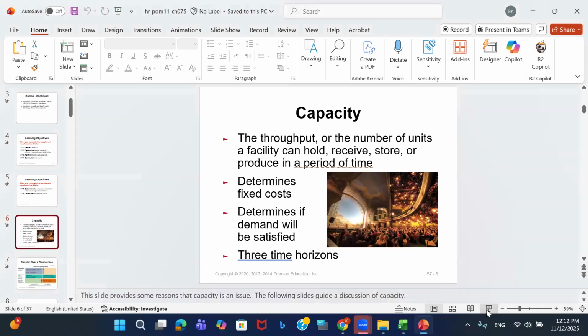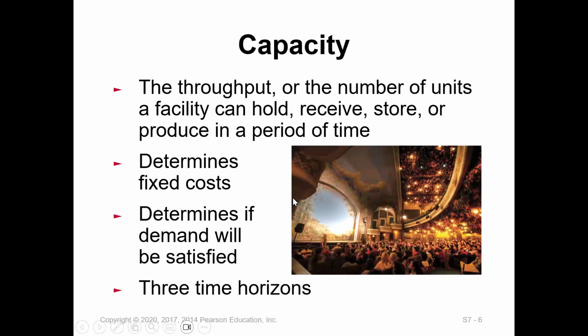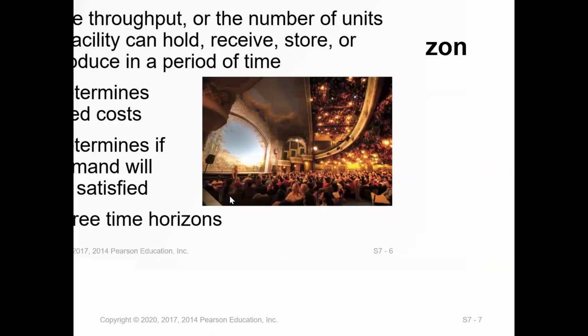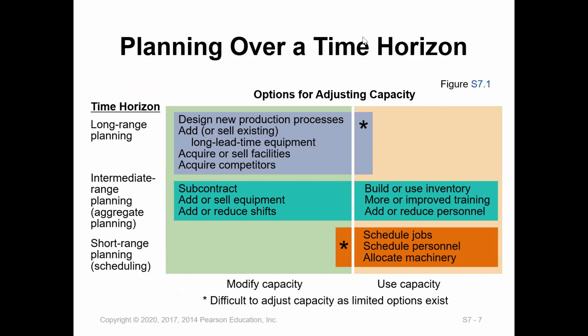Meeting I'm doing. So for this meeting, the throughput, or the number of units a facility can hold, receive, store, or produce in a period of time. This is called capacity. Okay. So we need to determine all these to be able to calculate the throughput. We call it throughput of the facility. Okay, this is planning over time, design new product, build or use inventory, schedule jobs.